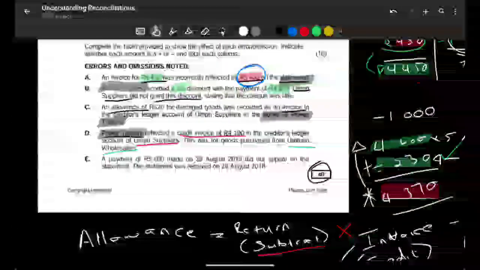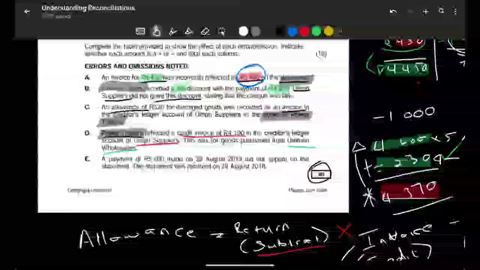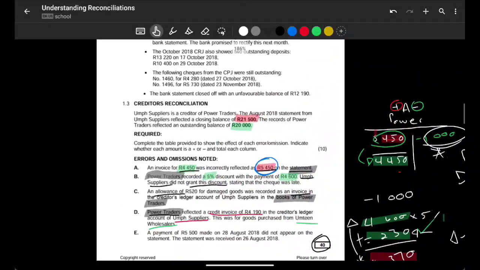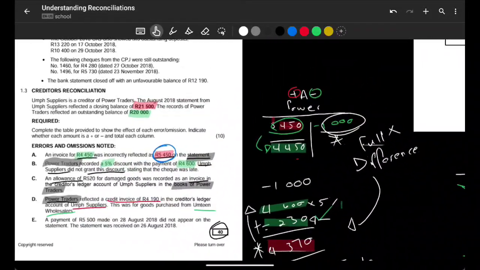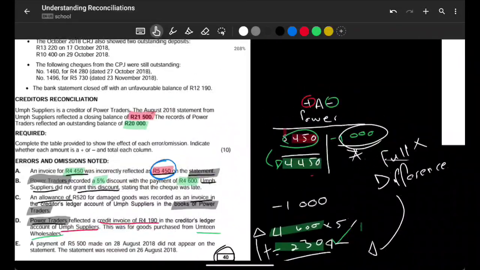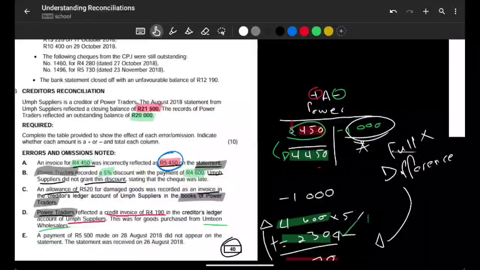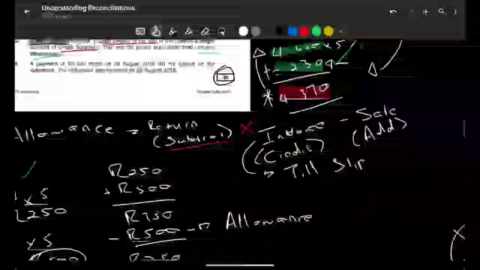Now for the last question here, information E: a payment of 5,500 made on 28 August 2018 did not appear on the statement. The statement was received 26 August 2018. So this is pretty much straightforward, but I just want to explain it to you so that you understand the theory behind this, right?